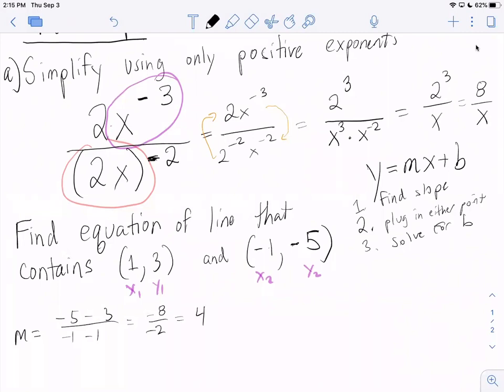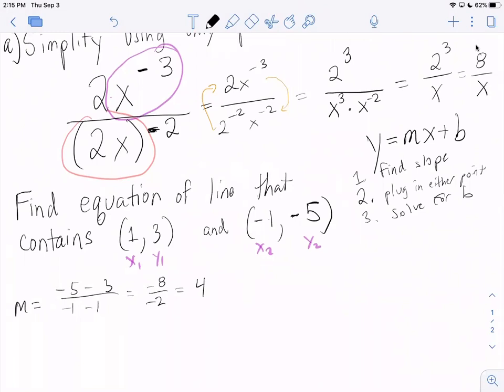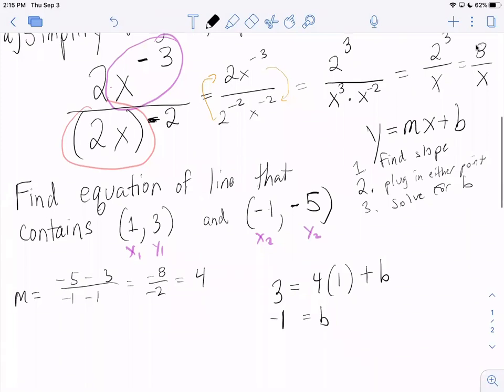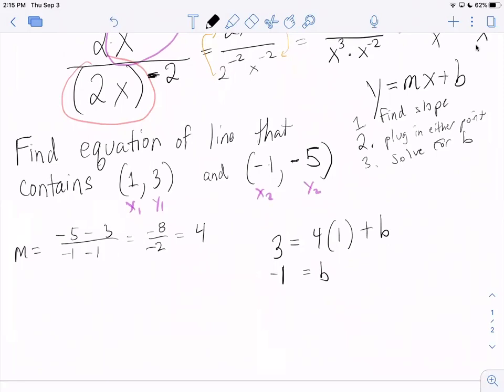And then what I did was I plugged in the first point, so 1 and 3, into y equals mx plus b. So 3 equals 4 times 1 plus b. Nice. And then I just subtracted the 4 because 4 times 1 is 4, and I got -1 equals b. Awesome. And I just plugged that into y equals mx plus b. Excellent. Thank you. So we put these pieces back together. We have b, we have m, and then the final equation is y equals 4x minus 1.